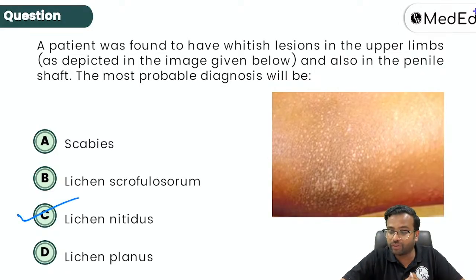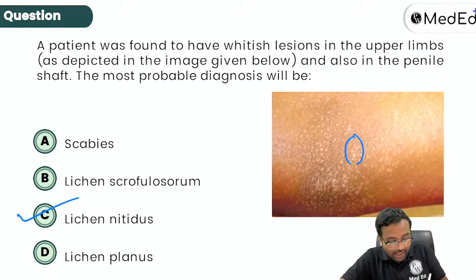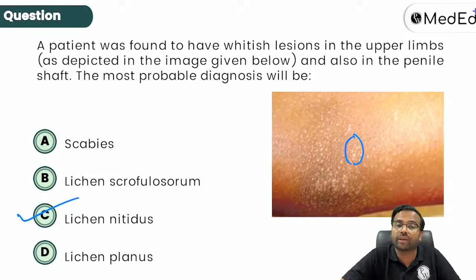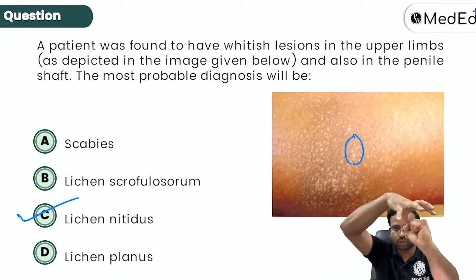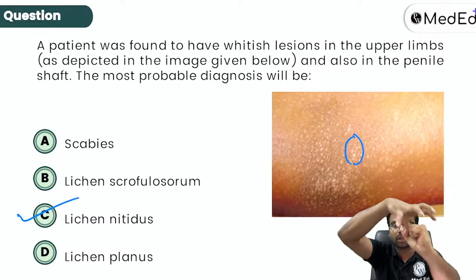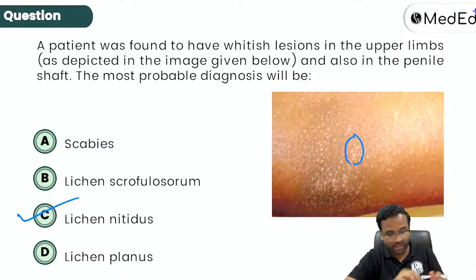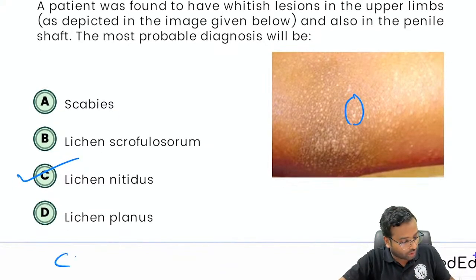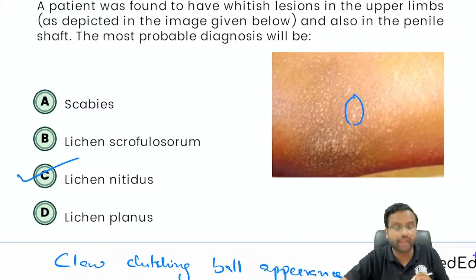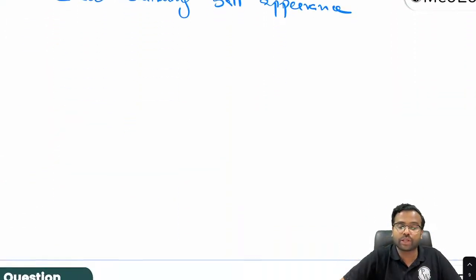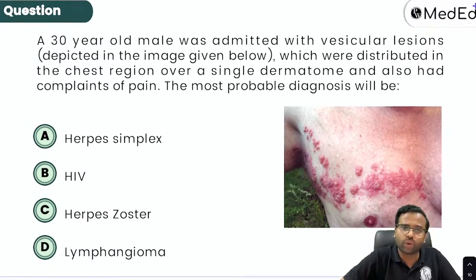I also got a very good finding by Shivi in the chat box, because when you excise a part of the skin in a patient having lichen nitidus, it gives you an appearance something like this. Suppose it's a ball. So this is the claw clutching the ball appearance, and this is seen in lichen nitidus. Excellent. So that is another MCQ which was asked in one of the NEET PG exams. Now let's go to another one.